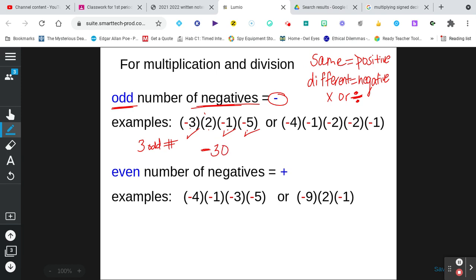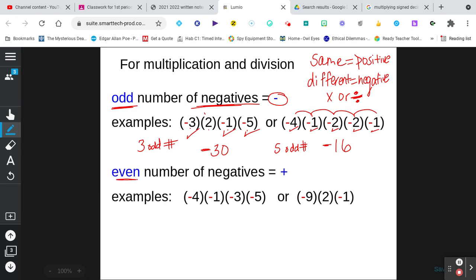Let's take a look at this one. I have a negative here. That's 1, 2 negatives, 3 negatives, 4 negatives, 5 negatives. 5 is an odd number, so I know my answer is going to be negative something. Well, 4 times 1 is 4. 4 times 2 is 8. 8 times 2 is 16. And 16 times 1 is 16. So the answer would be negative 16. So you can just remember that an odd number of negatives is negative, guys, if you're multiplying or dividing.